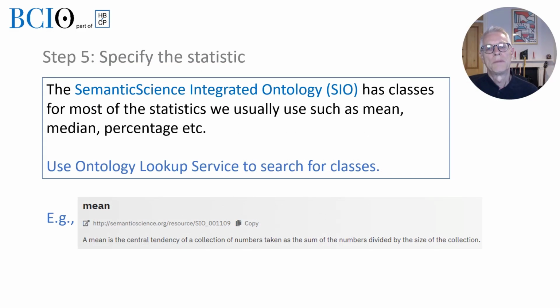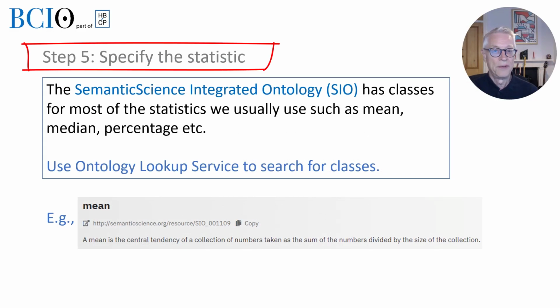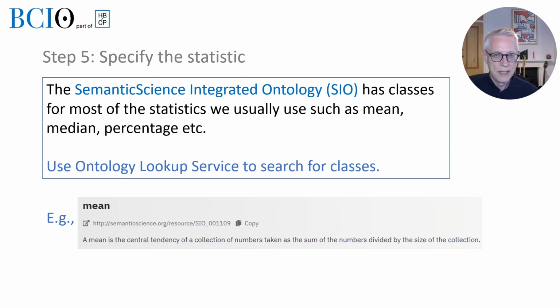The final step is specifying the statistic being used. This would typically be a percentage, a mean or a median. We often also want to include statistics relating to dispersion, such as variance, standard error of the mean and so on. And those can be added just as an annotation.